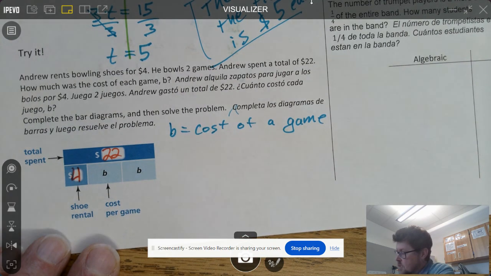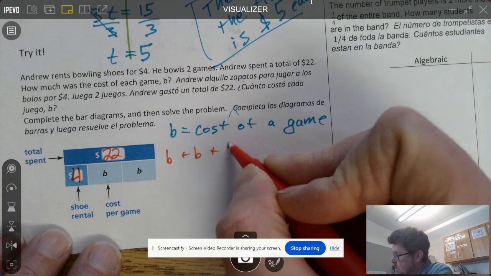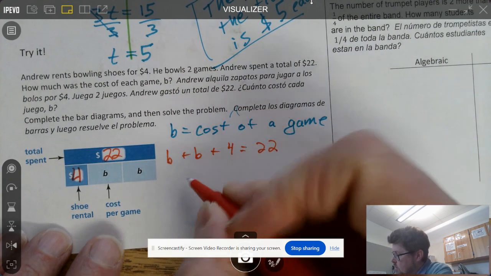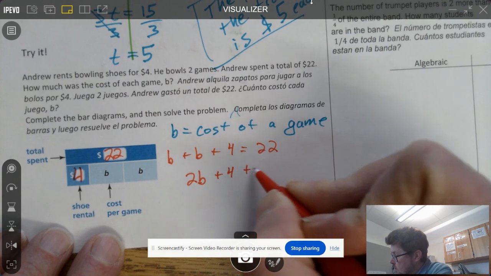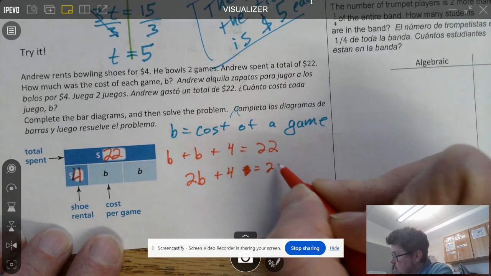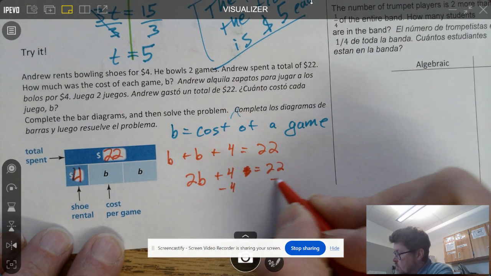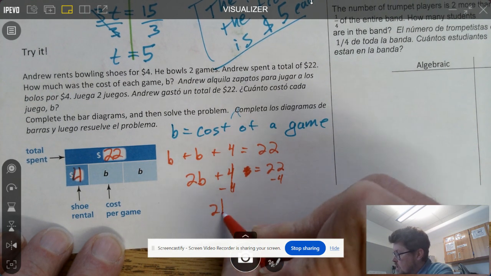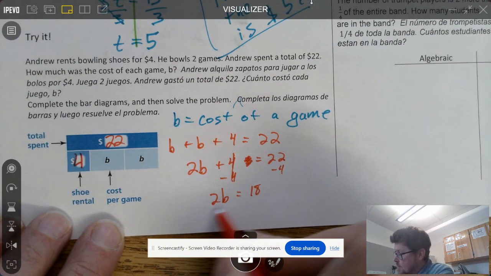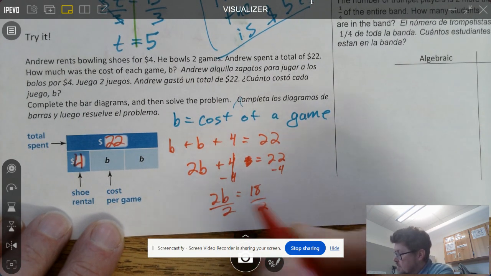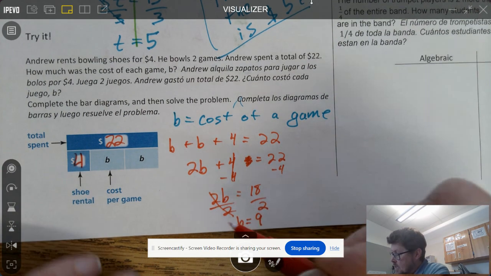So when we set our equation up, it's going to be b plus b plus 4 equals 22. There's 2 b's, so we can combine them to get 2b. Now, we've got addition. We have to do the opposite. So we bring that 4 over to the other side. We get 2b equals 18. And we got multiplication here, and the opposite of multiplication is division. So we divide, and we get b equals 9. And so b is the cost of a game.